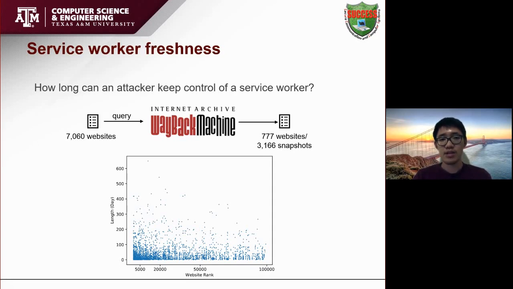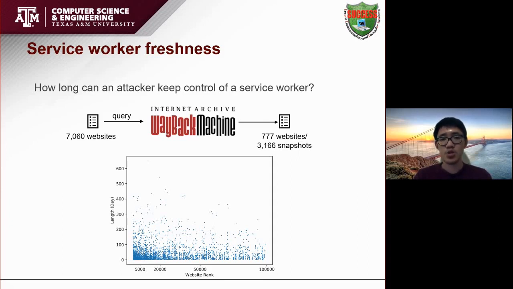with 3,166 snapshots in total. Then, we compare the archived service worker file of each website's subsequent snapshot and measure the time it takes for a service worker file to get updated.